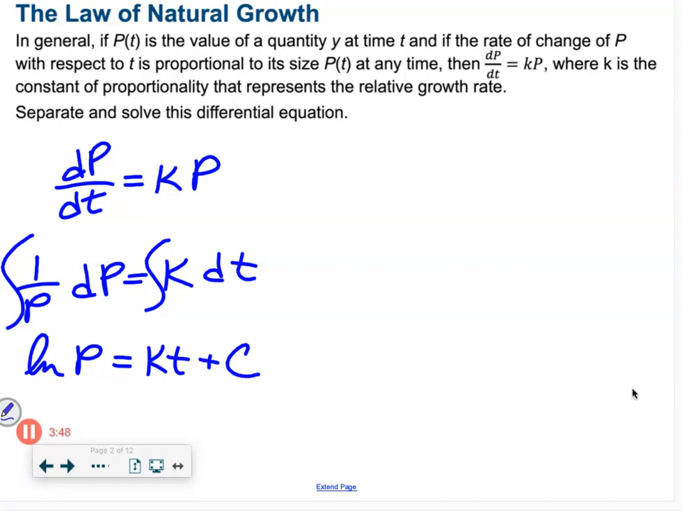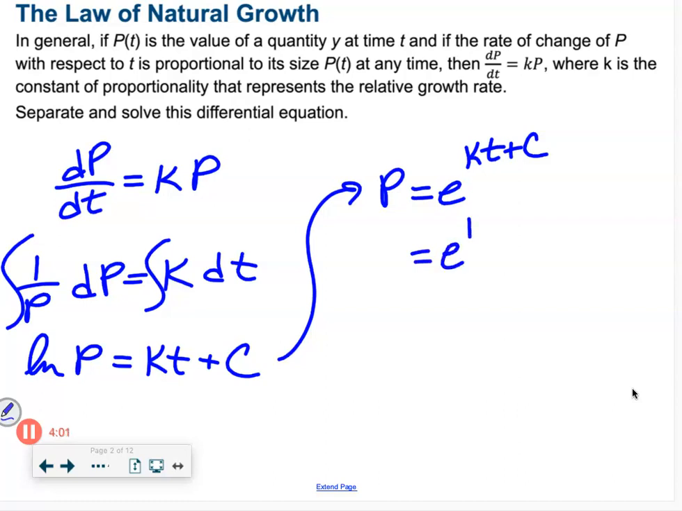So when we solve this for P, we exponentiate both sides. So we get P equals e to the kt plus C. And that is solved. However, I personally like to think of this as e to the kt times e to the C. And e to the C, e is a constant, right? C is a constant. So e to the C is a constant. And therefore, you end up with some constant times e to the kt.